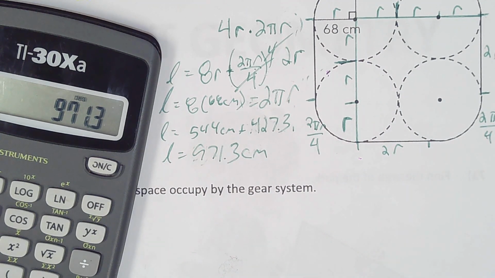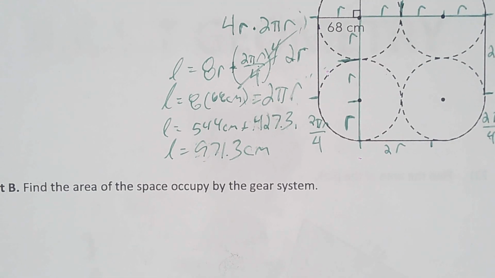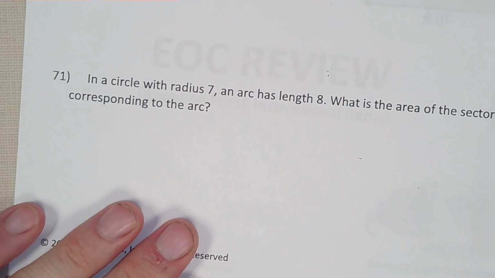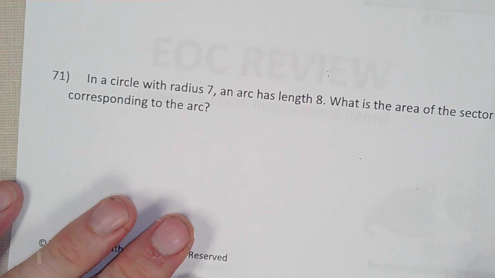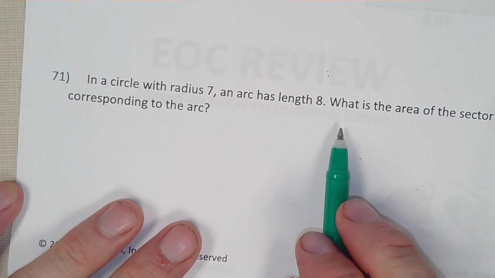They got 971.312. They rounded it to that. Okay, so there you go. That's that one. Okay, in the center, in the circle, the radius 7 has an arc. An arc has a length of 8. What is the area of the sector?